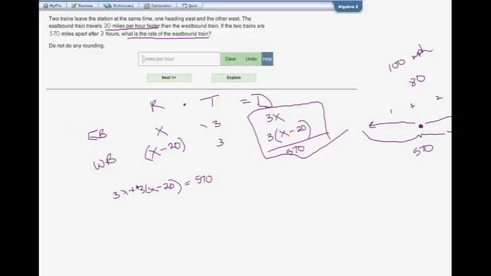So let's simplify by getting rid of the parentheses. So 3x plus 3 times x equals 3x. 3 times negative 20 equals negative 60 equals 570. Combine like terms, 3x plus 3x equals 6x.